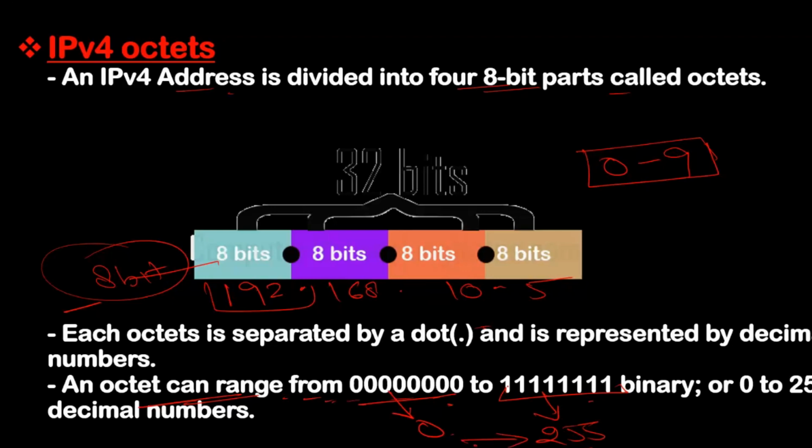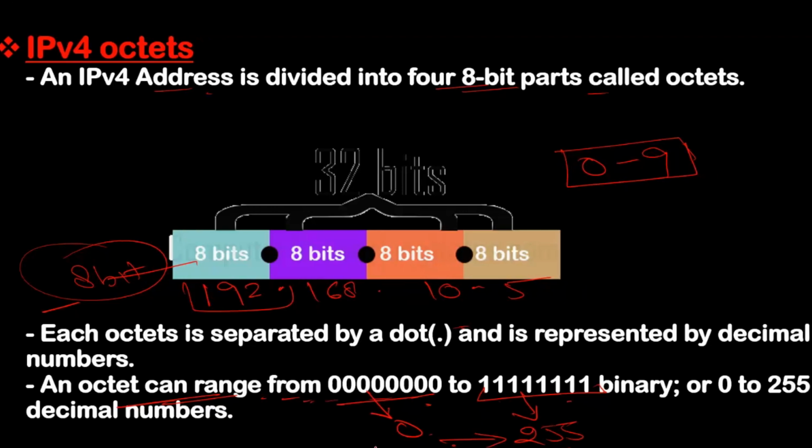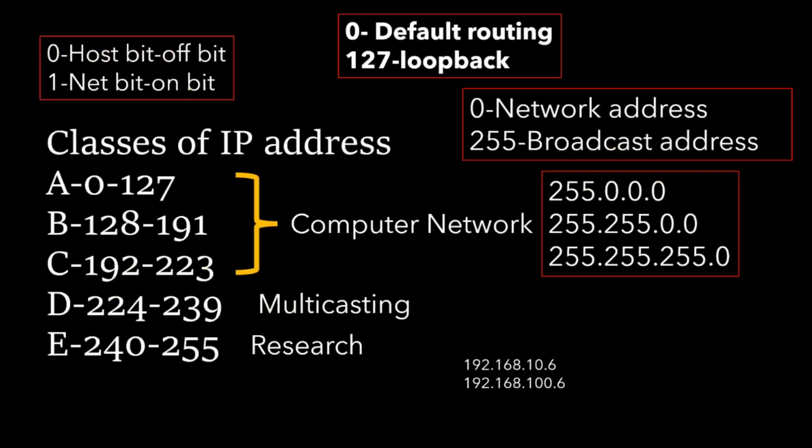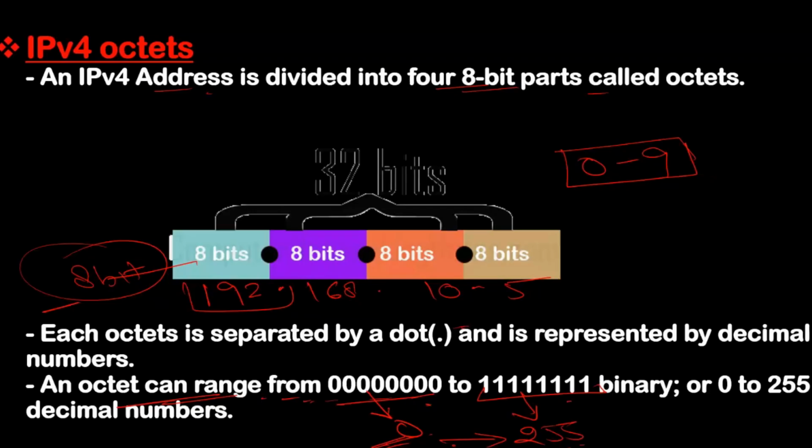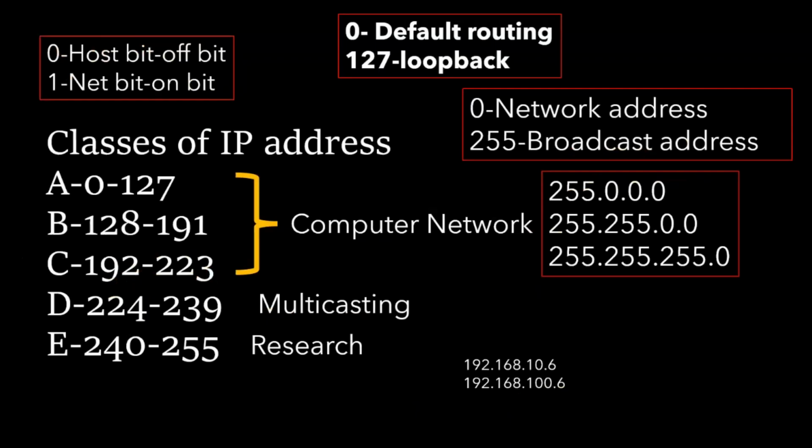And one more question: is there anyone who doesn't know how to convert binary into decimal and decimal into binary? Just let me know. If you don't have any knowledge about this, then I can show you how to convert. Otherwise, we will go to the next topic. You can see the range can be from 0 to 255, so I now divided this IP version 4 address into five classes.